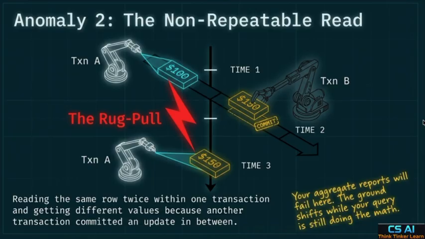Anomaly 2 is the non-repeatable read, also known as the rug pull. Imagine transaction A reads a row and gets $100. While still doing math, transaction B commits an update changing that row to $150. If transaction A reads the same row again, it gets a different value. The ground shifted while the query was still running. This is a nightmare for aggregate reports where the numbers need to stay static throughout the calculation.